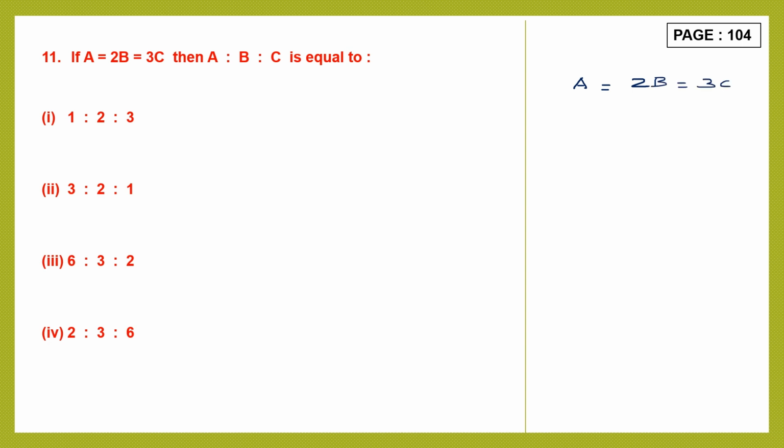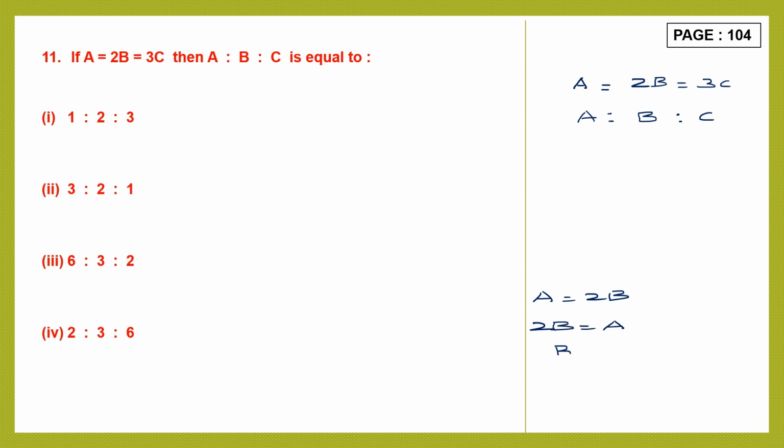And we are asked to find A is to B is to C. This is what we are asked to find. Now look at the first part. A is equal to 2B. So 2B is equal to A. It's the same thing, isn't it? 2B is equal to A.